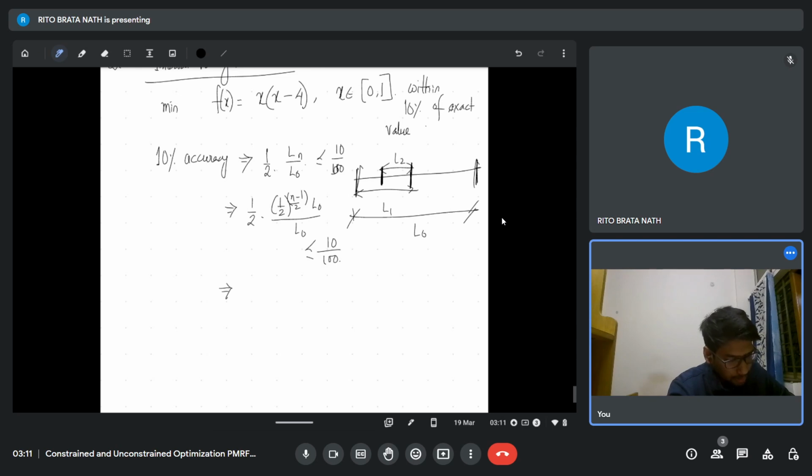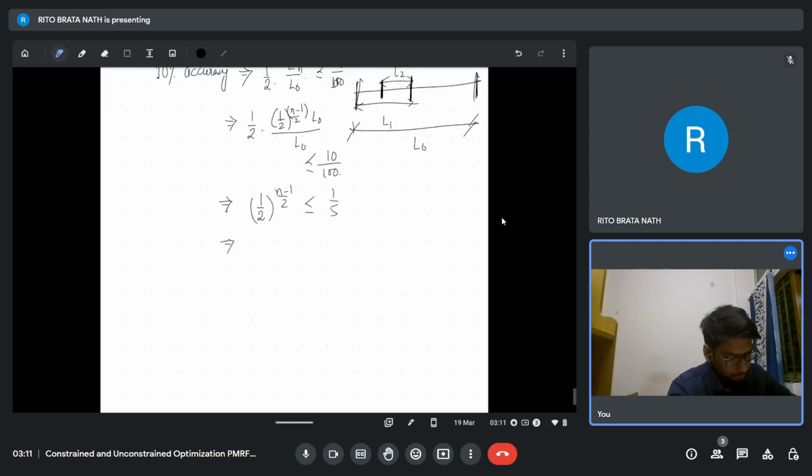Okay, so this will be half to the power minus 1 by 2, less than or equal to 1 by 5. So you can take the logarithm if you want, or it's nothing but 2 to the power 2 by n minus 1. Oh no, it's not correct.